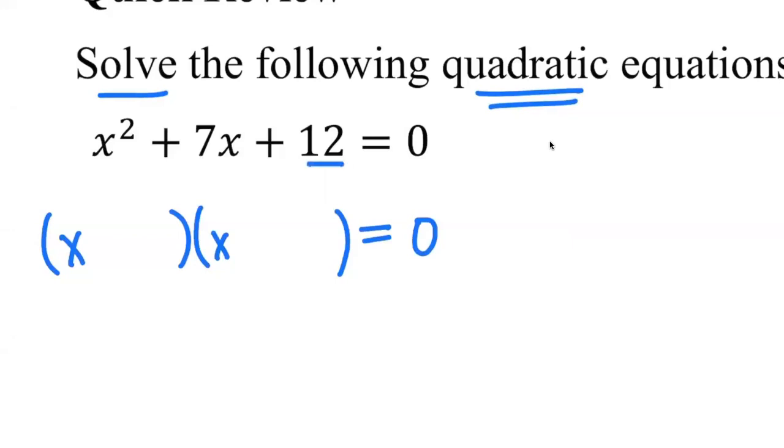Thinking about what two numbers multiplying will get you 12, and then what two numbers, the same two numbers that can multiply to get you 12, and how they will add to get you 7. So it's pretty much just like the cross method, but in our head.